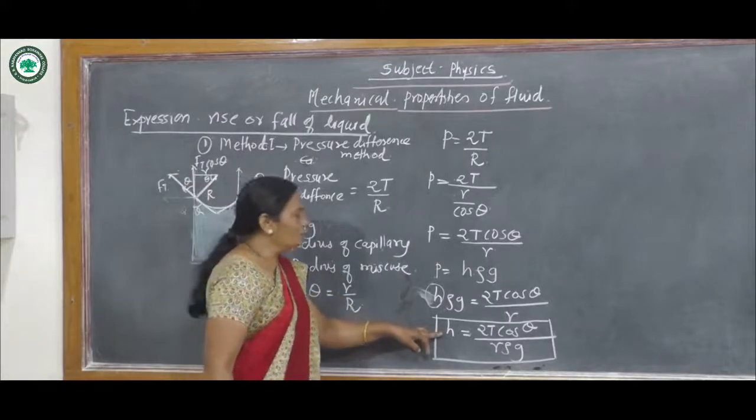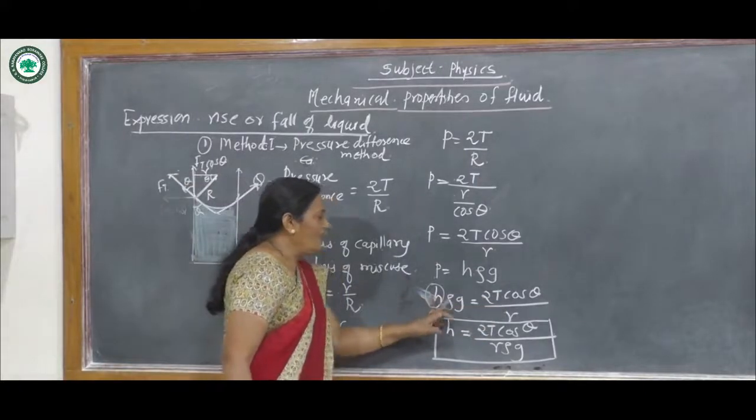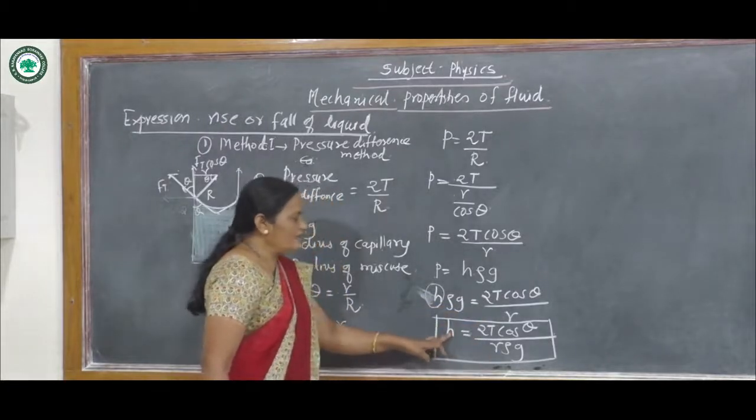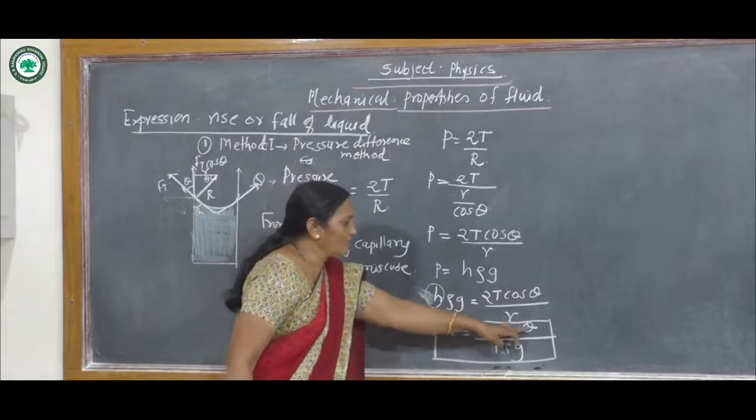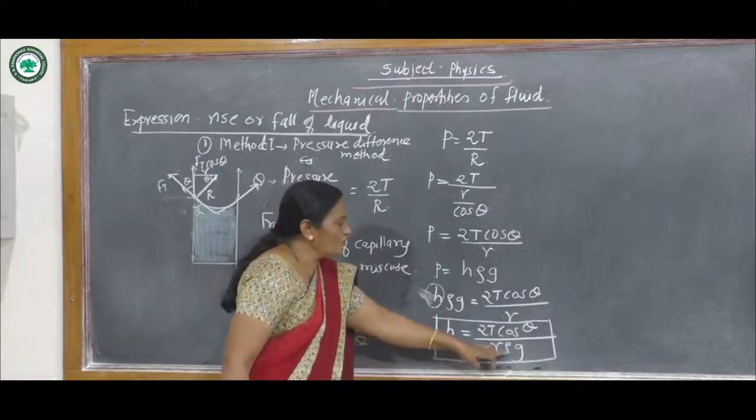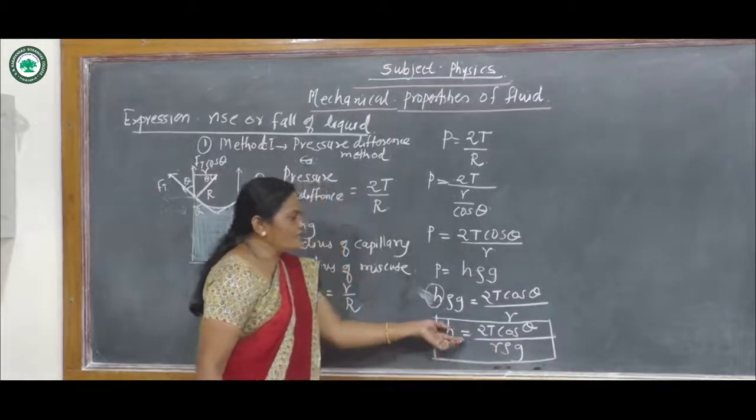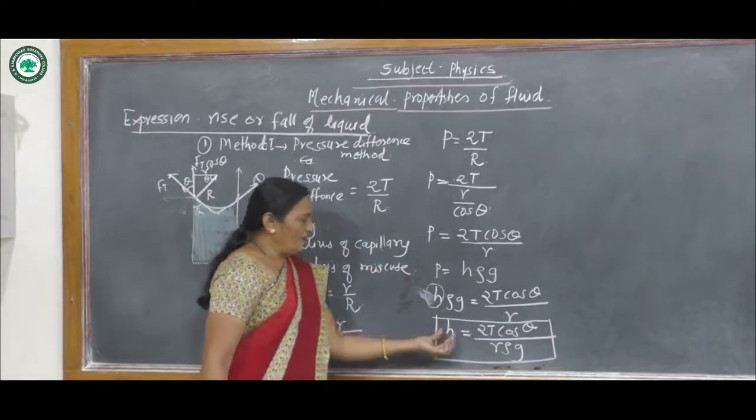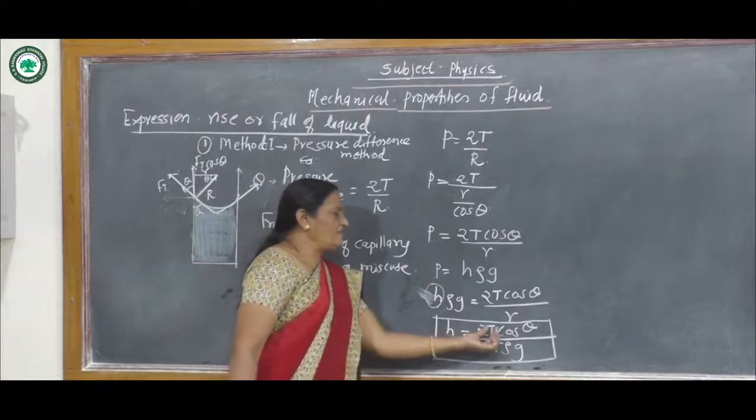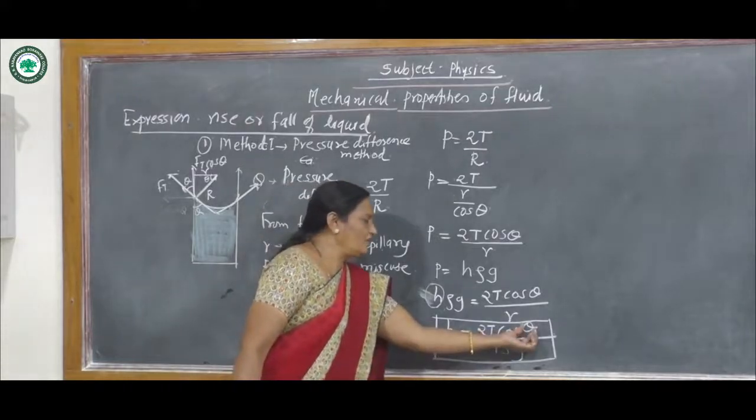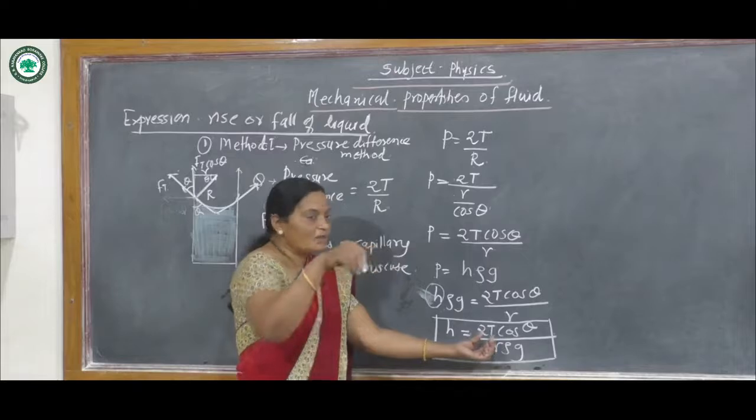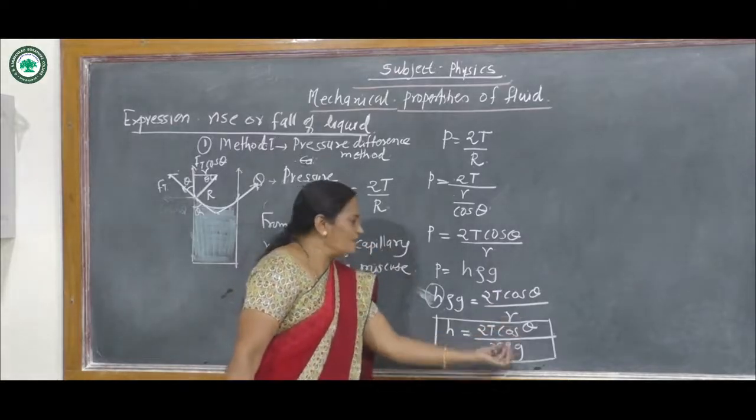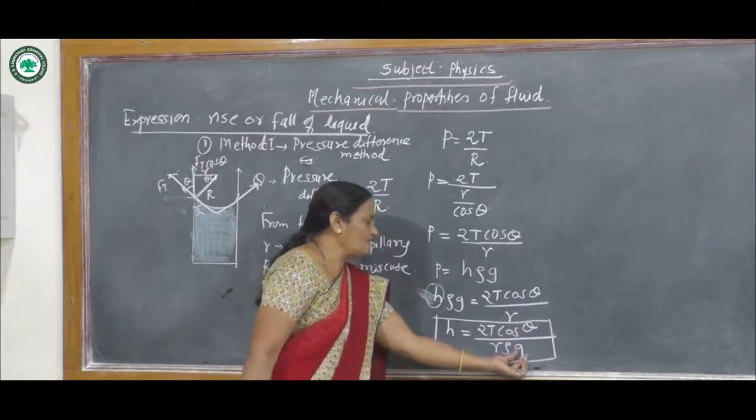See, H is equal to 2T cos theta divided by R rho G. This is the rise or fall of the liquid column inside the capillary tube, where H is the height, T is the surface tension, theta is the angle of contact, R is the radius of the capillary tube, rho is the density of this liquid, and G is the gravitational acceleration.